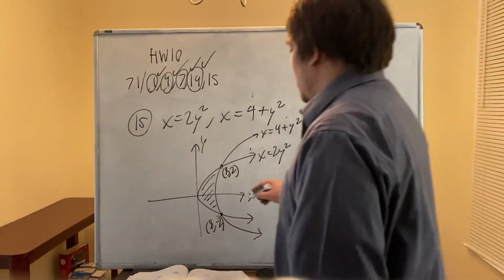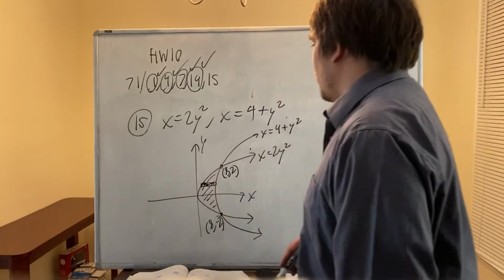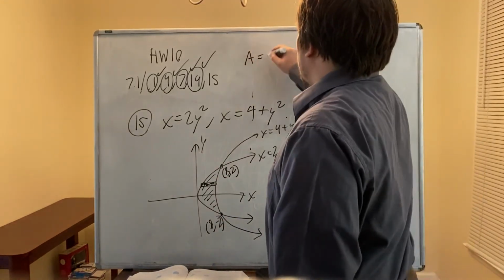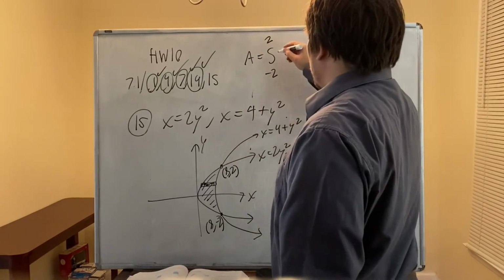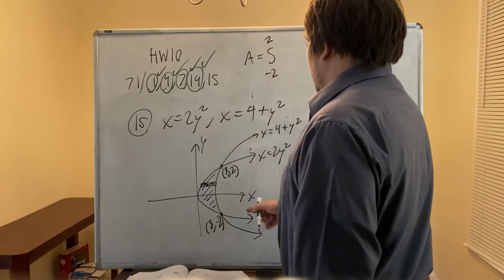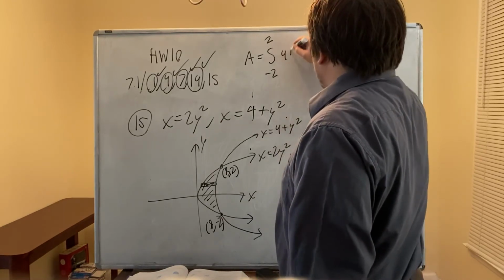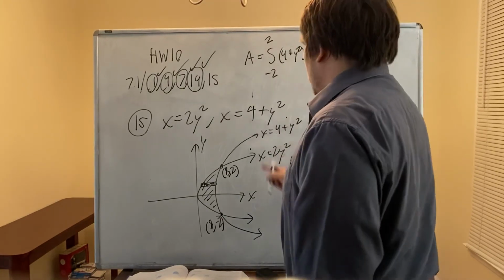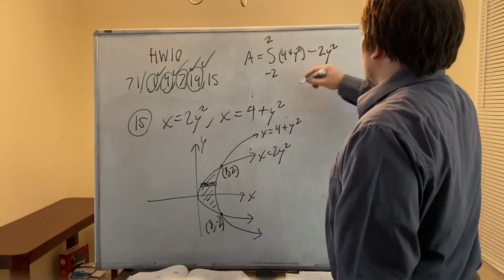And so we're going to use an approximating rectangle that would be horizontal. We're going to integrate with respect to y. So that area is the definite integral from the smallest y value, which is -2, to the largest y value, which is 2, of the right function, 4 plus y squared, minus the left function, which is 2y squared, dy.